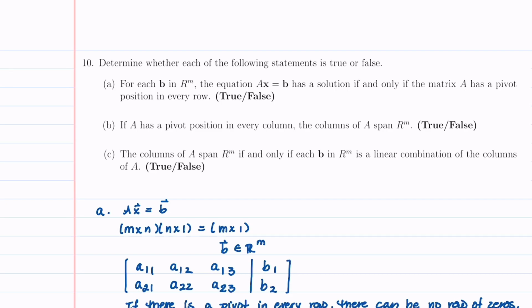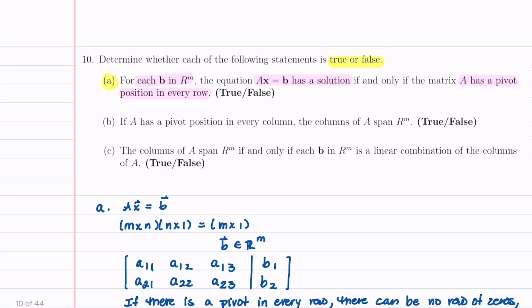In this question, we're asked to determine whether each of the following statements is true or false. What we're going to do is work through these one part at a time. So let's first look at part A. In part A, it says for each b in Rm, the equation Ax is equal to b has a solution if and only if the matrix A has a pivot in every row. And we need to decide if that's true or false.